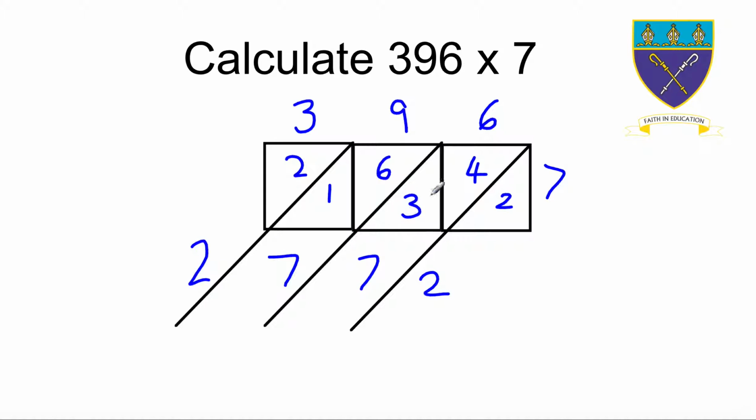If we had a number that carried, for instance, if these two numbers had added to give, say, 13, then I'd write down the 3 here and carry the 1 to the next column, just like we do with normal addition.